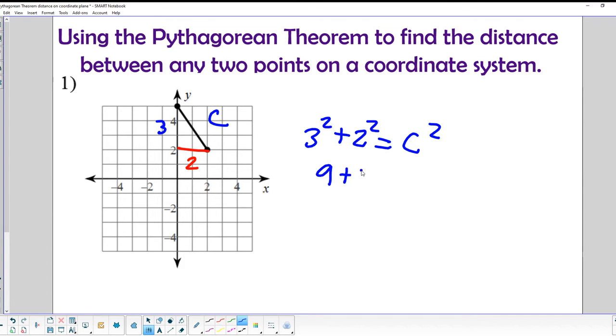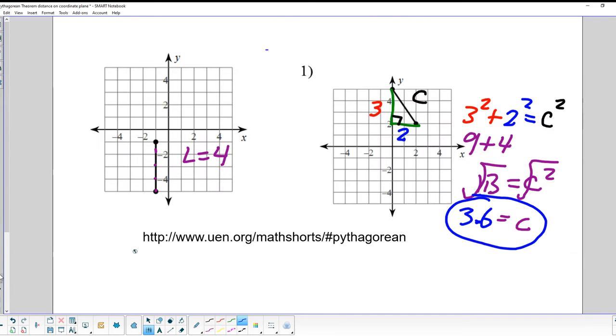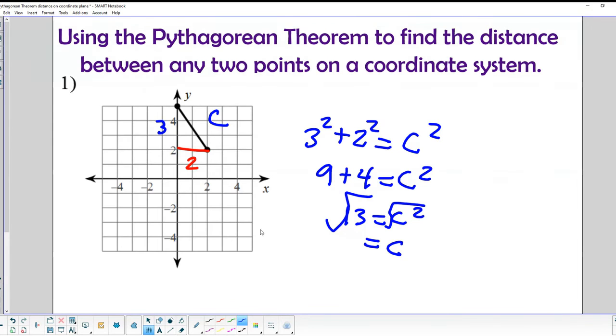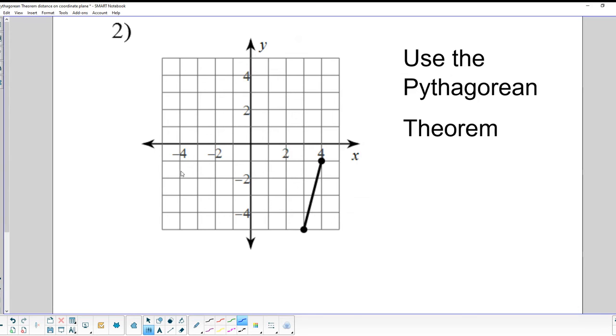Man, that's just about the same. That's the same problem we just did, isn't it? So when we take 9 plus 4, we get 13 equals c squared. And when we take the square root of both sides, once again, we get c equals, and from our last problem, what did we have? 3.6. Square root of 13 is 3.6. All right, let's see if we can get a different problem on here. That was kind of like showing you the same one, only oriented differently, but it turned out to be the same dimensions. Okay, what about this one?